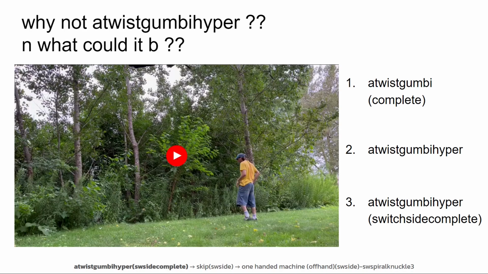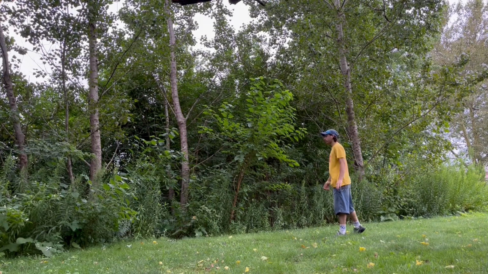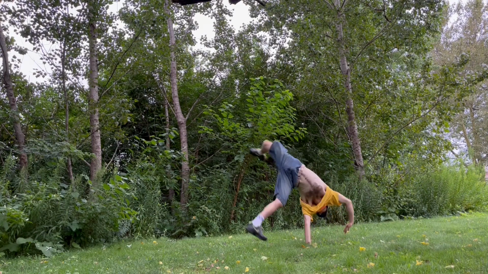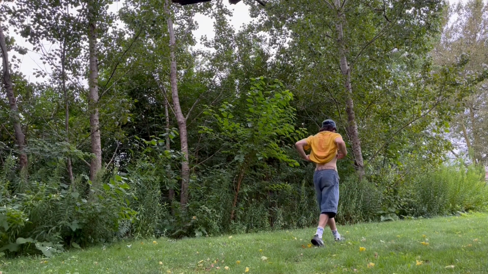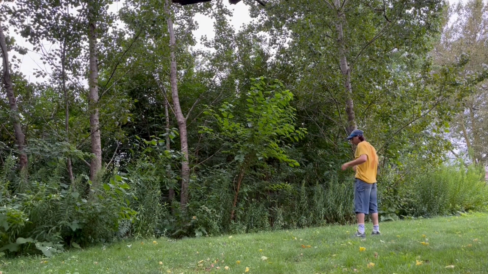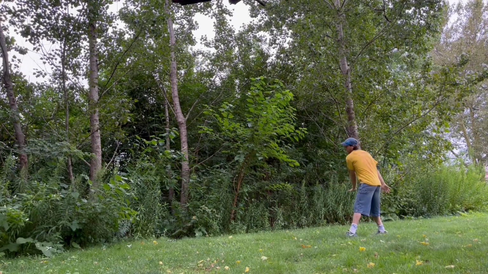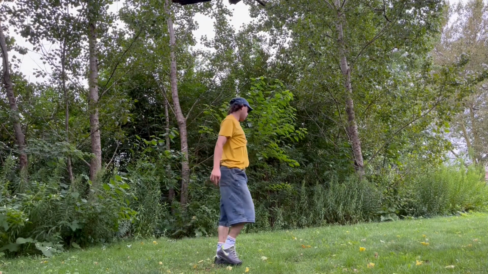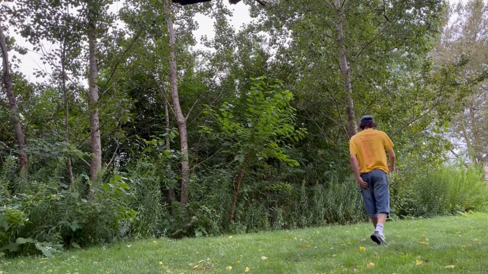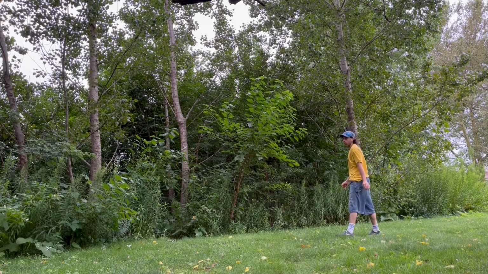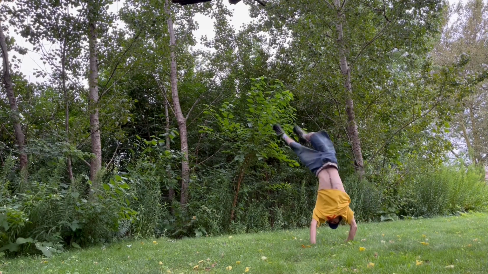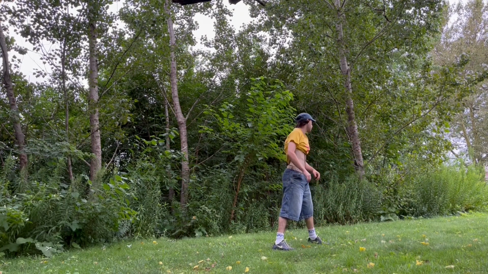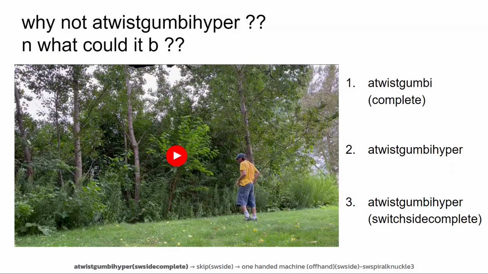So I guess now the question is, if it's not an Atwistgumbi hyper, what else could it be? And to show what else it could be, here are 3 Atwistgumbis. Here is regular Atwistgumbi. It lands in complete. And then we have Atwistgumbi hyper, which finishes twisting left. And finally, Atwistgumbi hyper switch side complete, which ends twisting right.